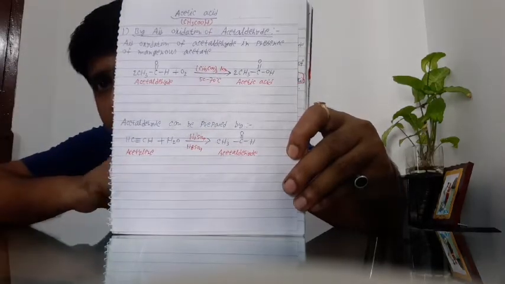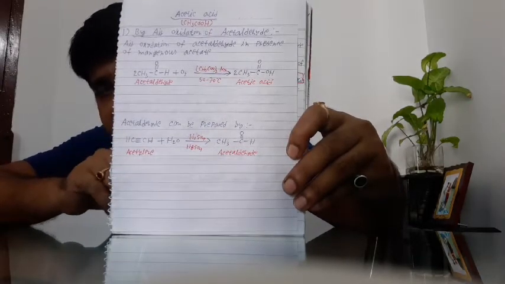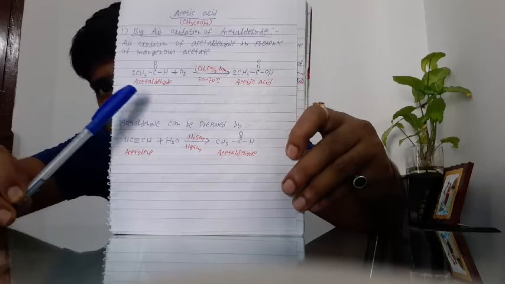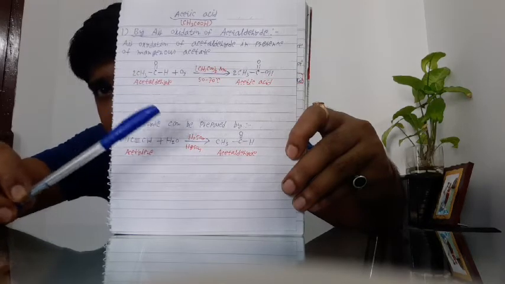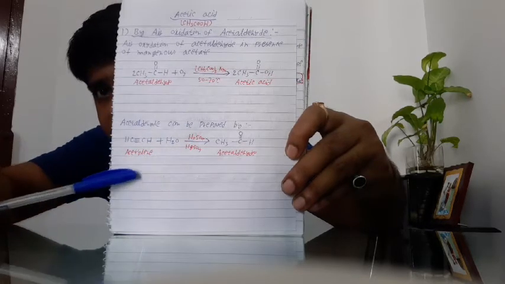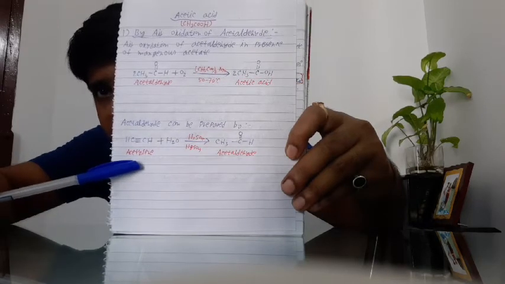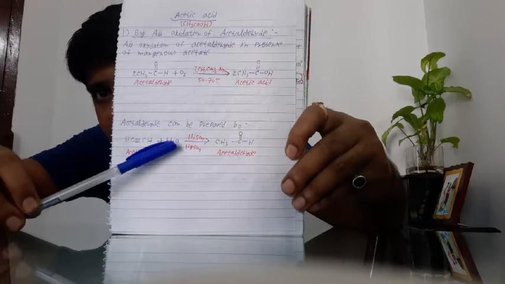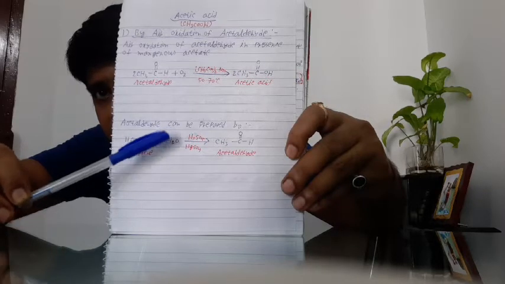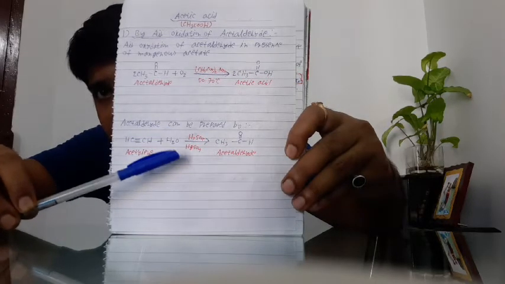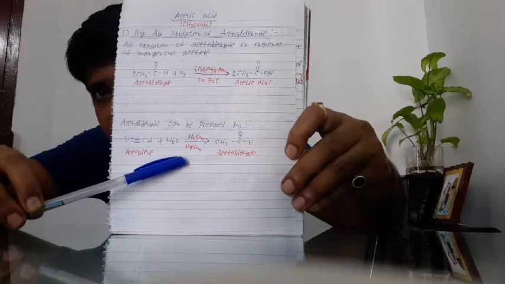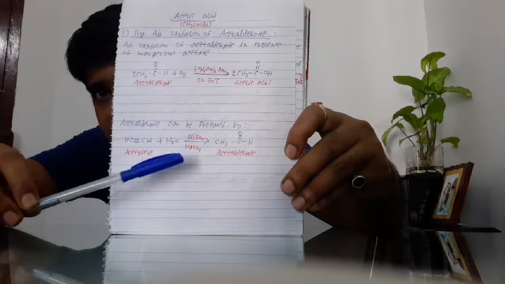And one more thing: this acetaldehyde, which is used as the raw material for the preparation of acetic acid, is prepared by the hydrolysis of acetylene in the presence of sulfuric acid and mercurous sulfate. In the presence of mercurous sulfate and sulfuric acid, acetylene is converted to acetaldehyde.